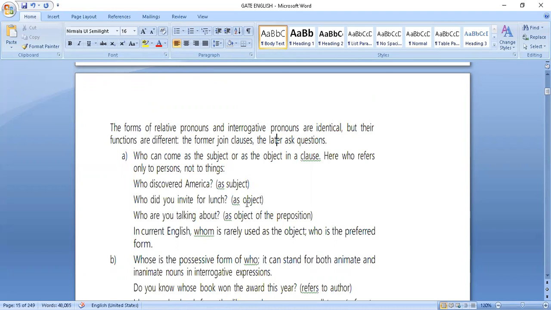Who can come as the subject or as the object in a clause. Here, who refers only to persons, not to things. Please remember this one. Next, please give me one example of this relative pronoun. Any one example of a relative pronoun? Any one of you? This is the girl who broke the window. Okay, next.